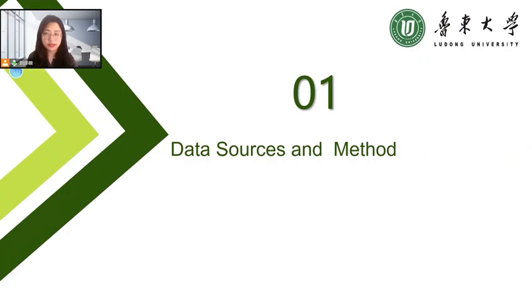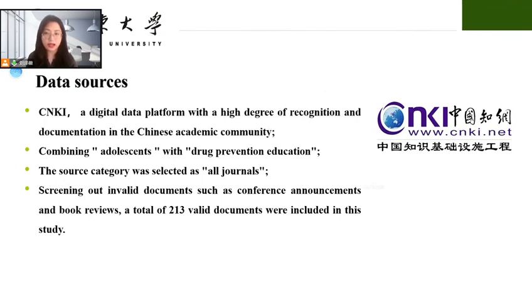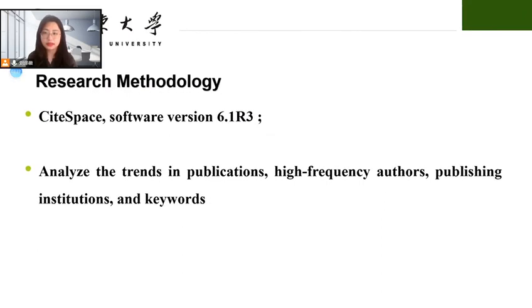The first part of our research is data sources and method. In our study, we used CNKI, a digital data platform with a high degree of recognition and documentation in the Chinese academic community. Then we combined adolescents with drug prevention education. The source category was selected as all journals, and then we screened out invalid documents such as the reference announcement and book reviews. We got a total of 213 valid documents. The research method is we use CiteSpace to analyze the trends in publications, high-frequency authors, and the publishing institutions and the keywords.